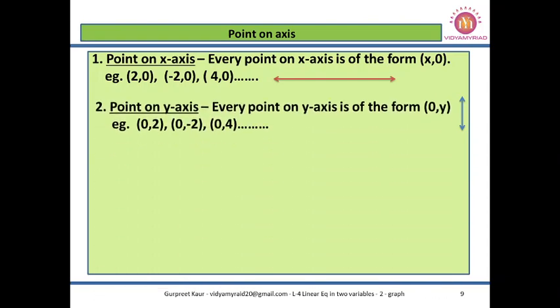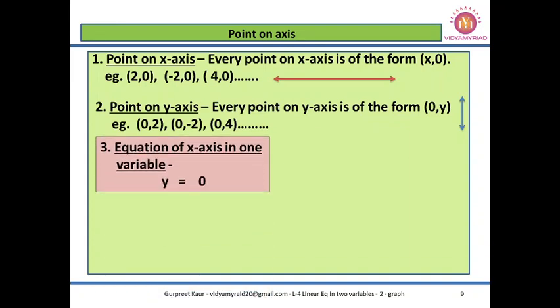Same way, if I want to know the points on the y-axis, it means every point on the y-axis will be in the form of (0, y). So all the points will be on the y-axis, or we can also call it the vertical line. It will be (0, 2), (0, -2), (0, 4) or any other number, where your x will be 0 and y can be taken as any number.